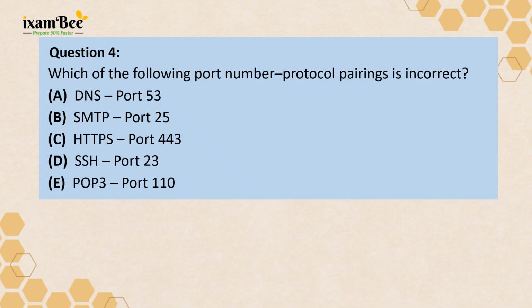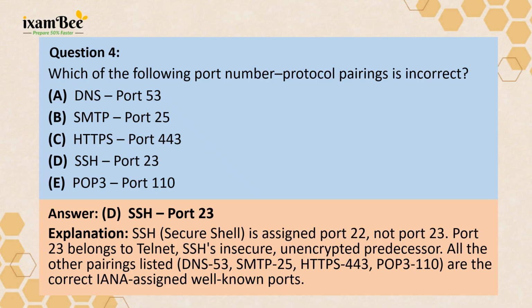In this question, which of the following port number protocol pairings is incorrect? So you have to identify the incorrect pair. So here the correct answer is option D, SSH with port number 23. This is the wrong pairing.